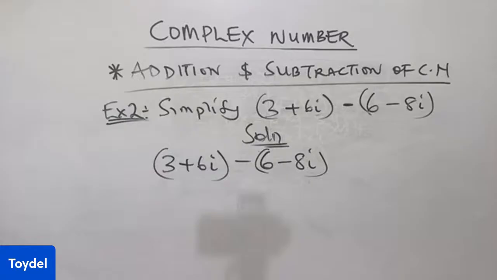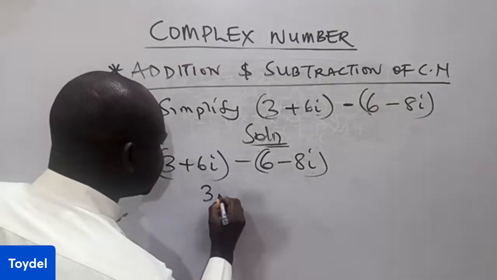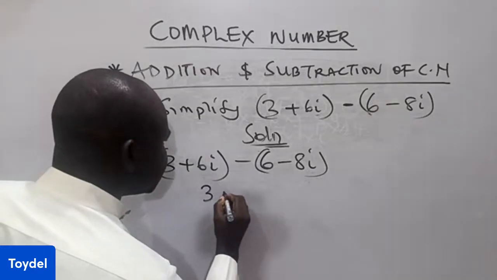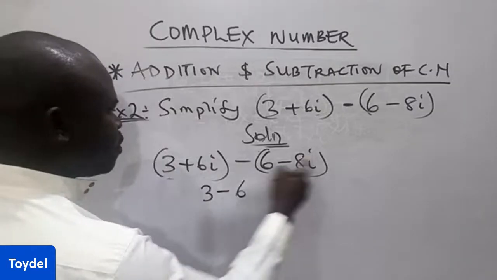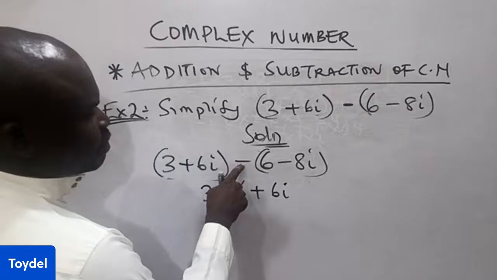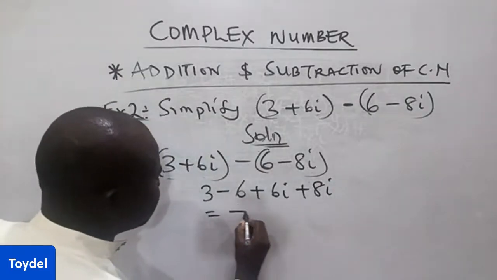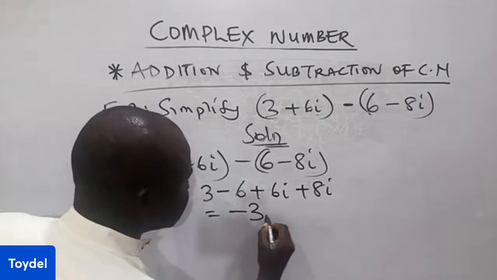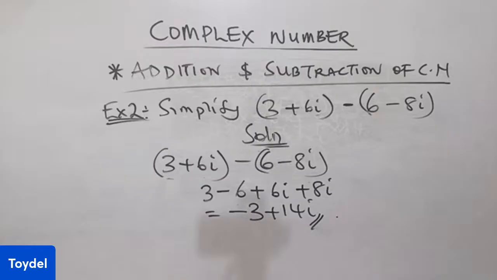Real to real, then complex to complex. That's what we are going to have. So we are going to have 3 minus 6. This is real to real, then complex to complex, plus 6i. Here it's minus times minus, it will be plus 8i. At the end of the day, we are going to have minus 3 plus 14i as our final answer. So please, let's take notes.